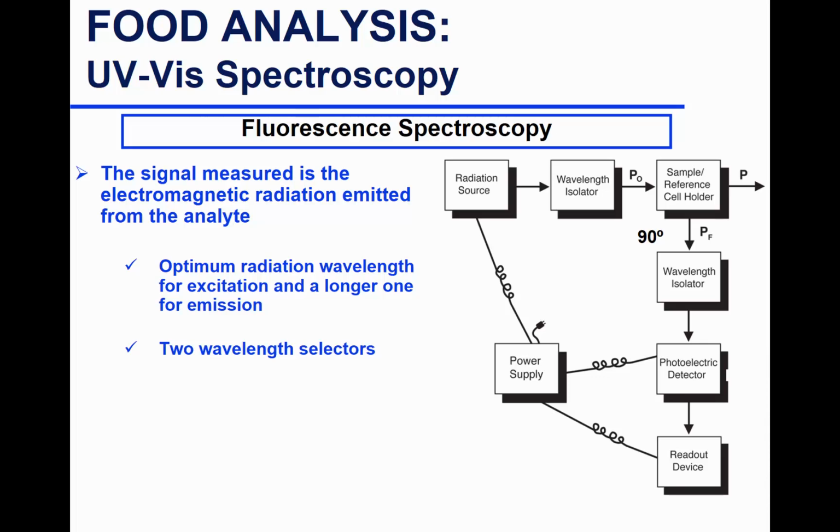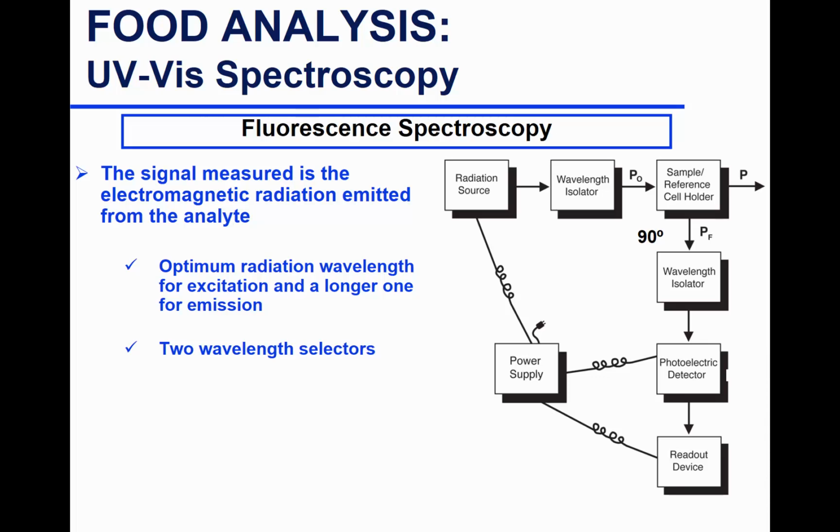So in fluorescence spectroscopy, it's a little bit different because we are measuring the emitted light rather than the transmitted light. So in fluorescence, of course, absorption needs to occur first, so there is what we call an excitation wavelength. And then we have the emission wavelength at which we are detecting the fluorescence or the emission of light.